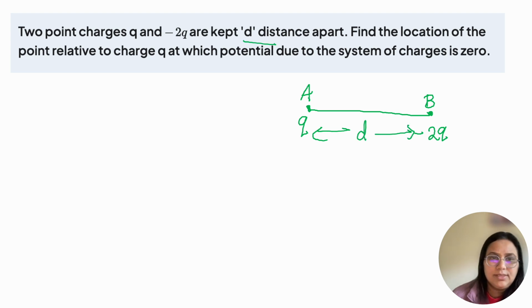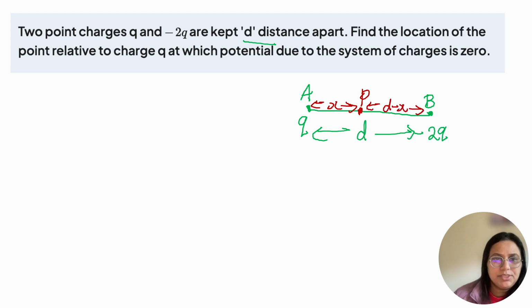Let us denote the point where the potential is 0 as P, which is at a distance X from charge Q to the point P, and consequently the distance from charge minus 2Q to the point P, let us take it as D minus X.